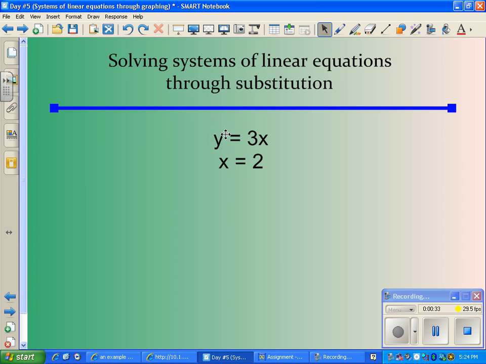A lot of times people say plugging in in place of substitution, but we really want to call it substitution. It's the more technical way of saying it, or the more mathematical way of saying it.